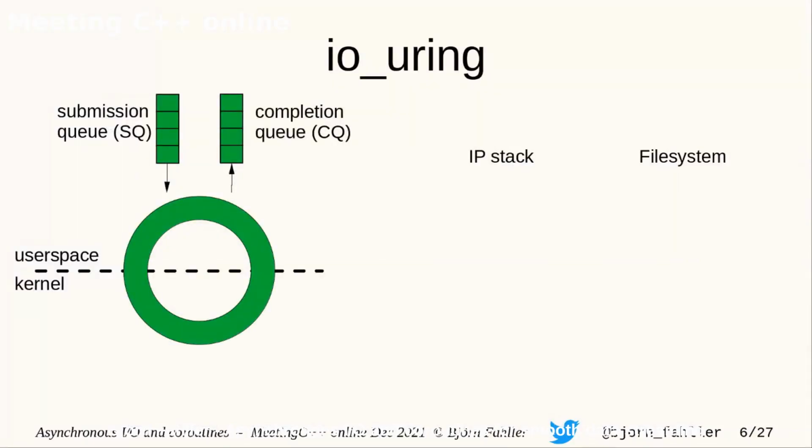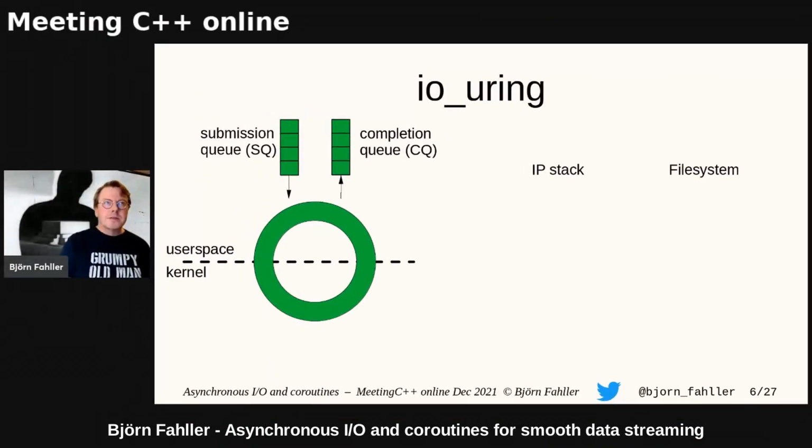So enter io_uring. This is a fairly new system introduced in Linux. If I remember correctly, it came in the 5.1 kernel. And what it allows is for you to do operations with the IP stack or with the file system. Things that have file descriptors, but when preparing this presentation, I actually tried to use io_uring with stdin, and that did really not work well, just so you know.